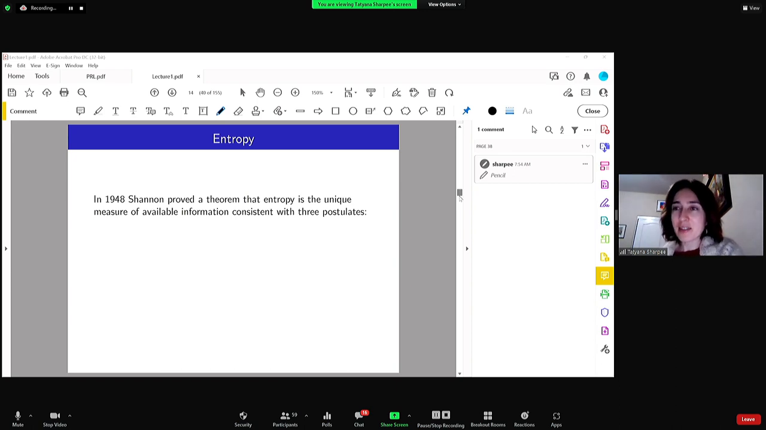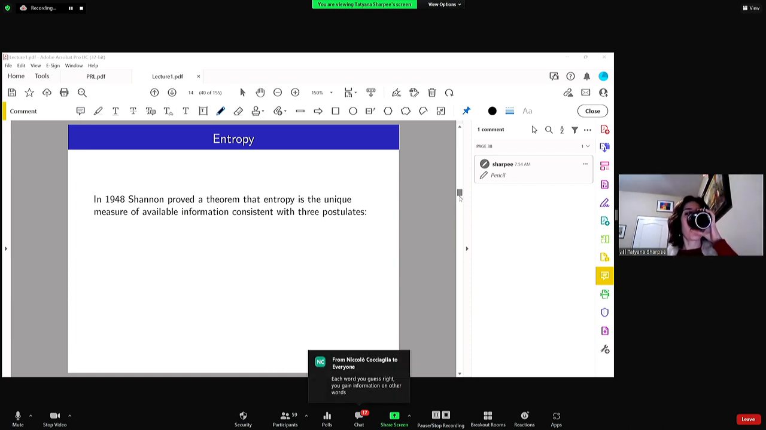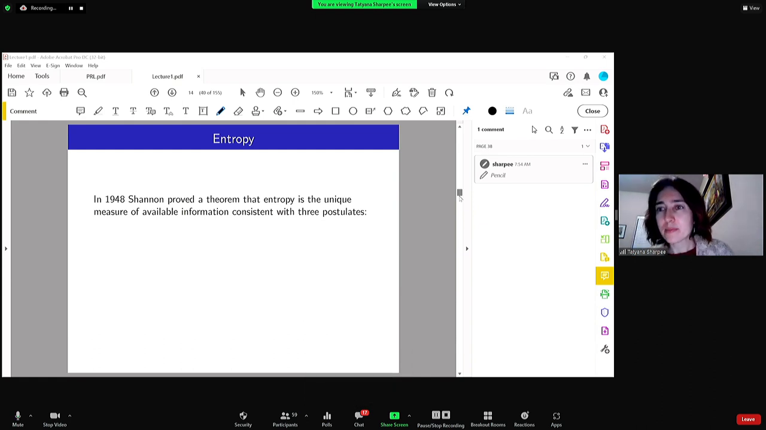And there's another hint. Why are crossword puzzles usually in 2D and not in 3D? You can imagine having a 3D structure, and they give you clues, vertical, left, and then in depth. Nicolò says that each word you guess right, you gain information on other words. Yes, right.